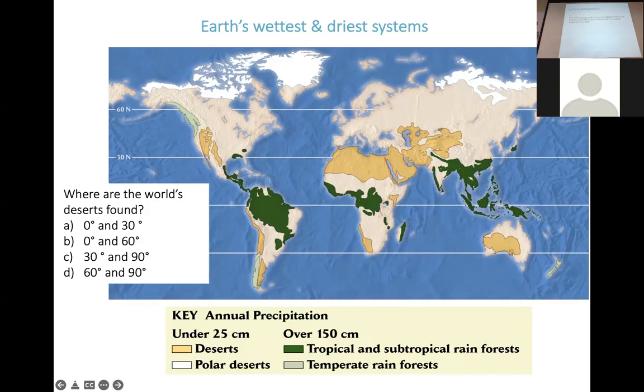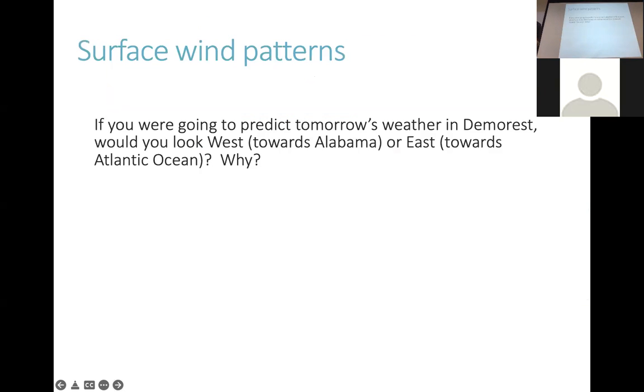Okay, let's talk about surface wind patterns. These have more of an effect from what we see, I would say. So if you were going to try to predict what's going to happen in Demarest tomorrow, would you look towards the west or would you look towards the east? Where is the weather coming from? The east. Our weather usually comes from the west. Typically west.